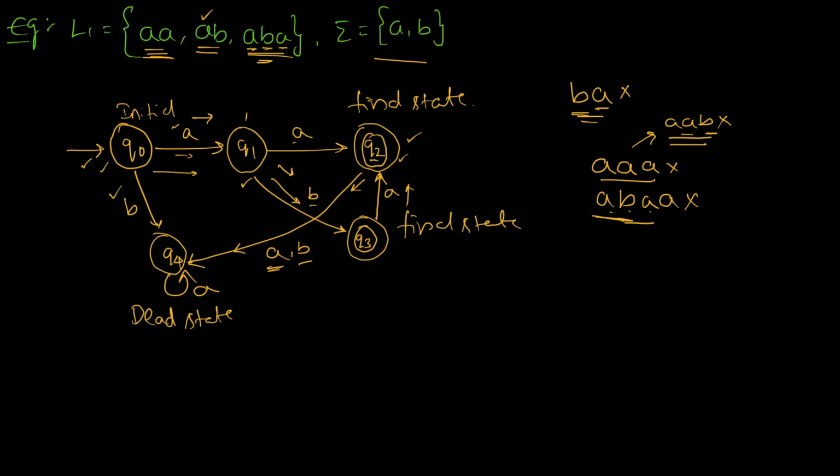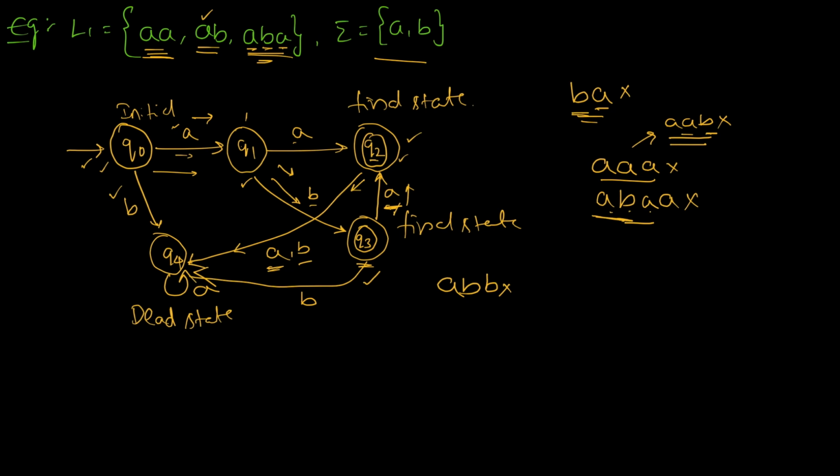Now let's look at Q3. We reach Q3 on seeing string AB. Q3 doesn't have a transition over B. We just have a transition over A. So what if we see the input symbol B from Q3? We need to reject this type of string. So on seeing B from Q3, it goes to the dead state. So Q3 also has transitions over A and B.